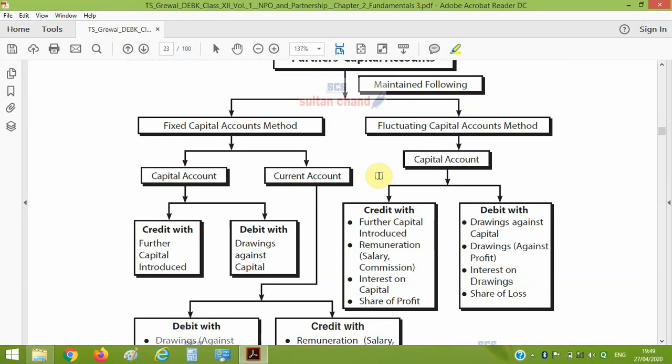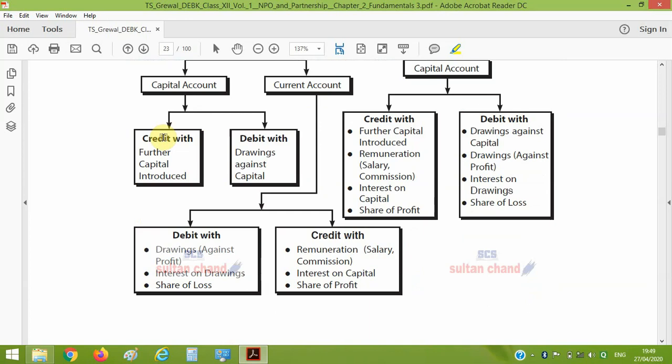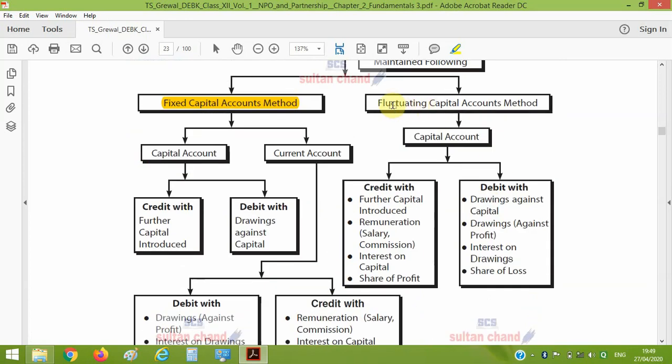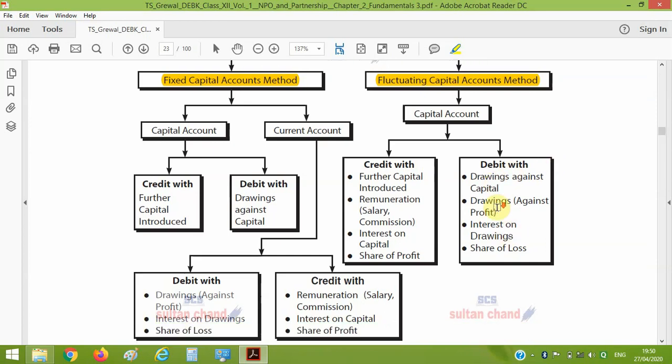Here's a summary flowchart about the fixed account system. We have to prepare two accounts, capital and current, and with the two entries, what is debited and what is credited, and under the current account what is debited and what is credited. Under the fluctuating system, you are preparing only one account, that is the capital account, and what is credited and what is debited, we have studied under the formats.